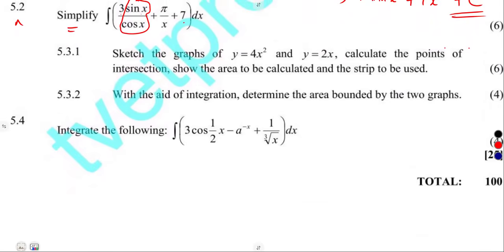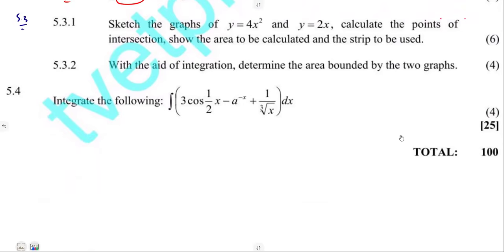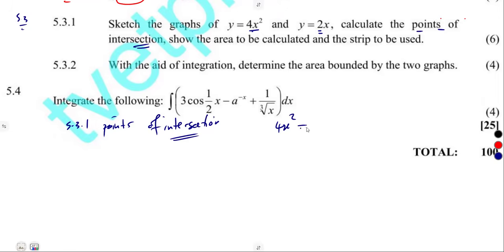On 5.3, we've got 5.3.1: let's sketch these two graphs. But we also need to calculate the points of intersection of the two graphs. To find the points of intersection, simply equate the two graphs. 4x squared is equal to 2x, then solve for x. Take this one to the other side: 4x squared minus 2x is equal to 0.